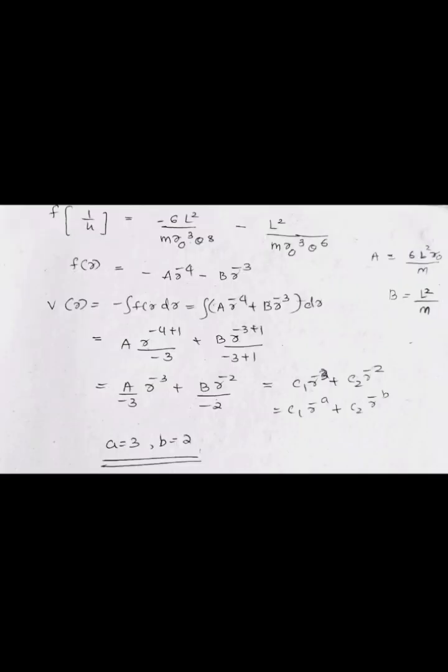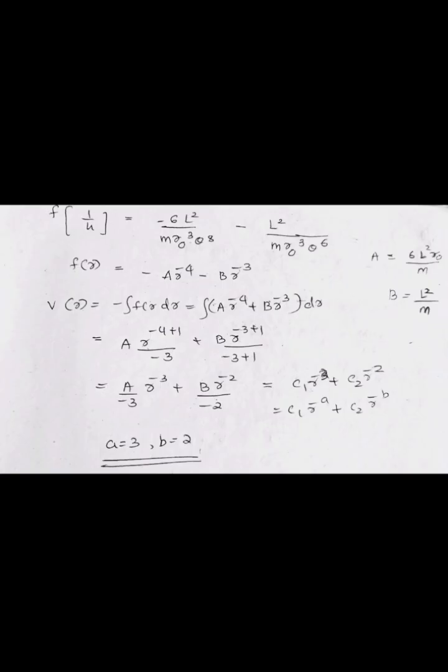So substituting all these values in equation number 1, we get 6 by r0 theta raised to 4 plus 1 by r0 theta square is equal to minus m r0 square theta raised to 4 f of r by l square. And this implies f of 1 by u is equal to minus 6 l square by m r0 cube theta raised to 8 minus l square by m r0 cube theta raised to 6. And we can substitute a is equal to 6l square r0 by m and b is equal to l square by m. So that f of r is equal to minus a r raised to minus 4 minus b r raised to minus 3.